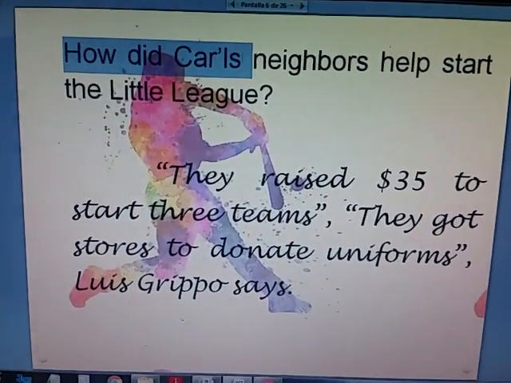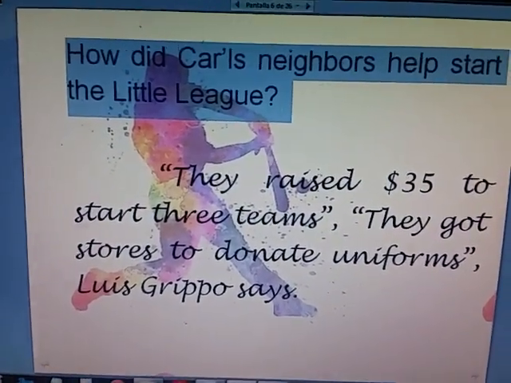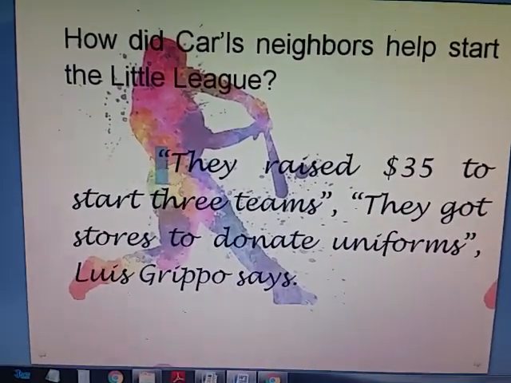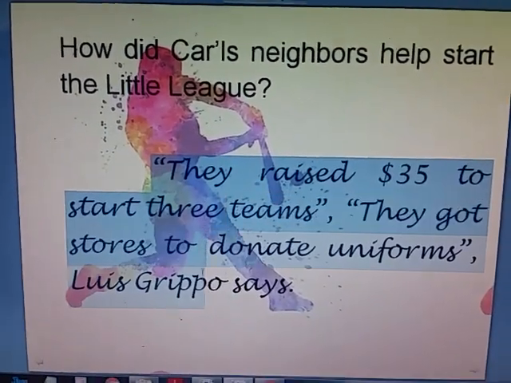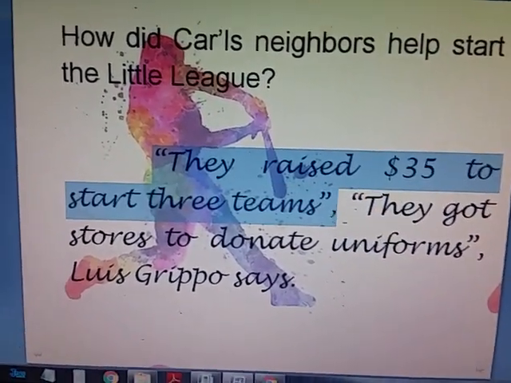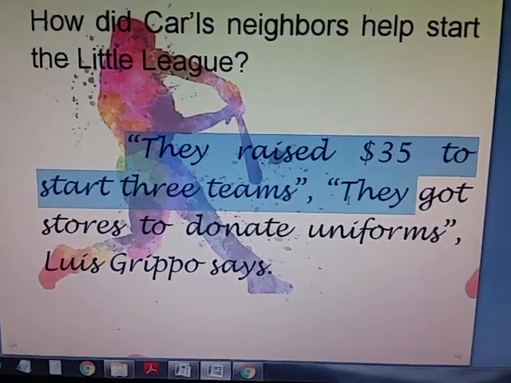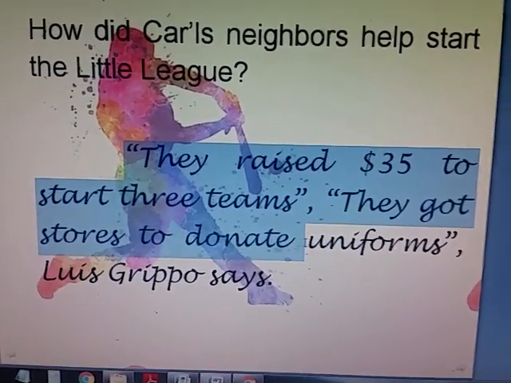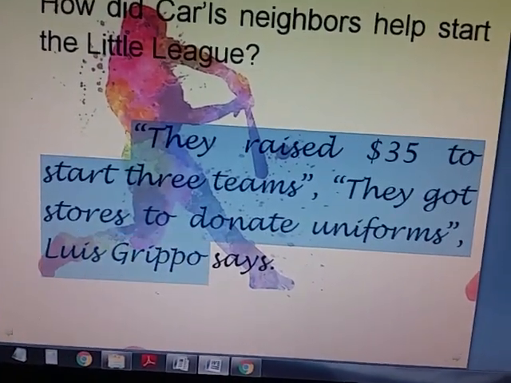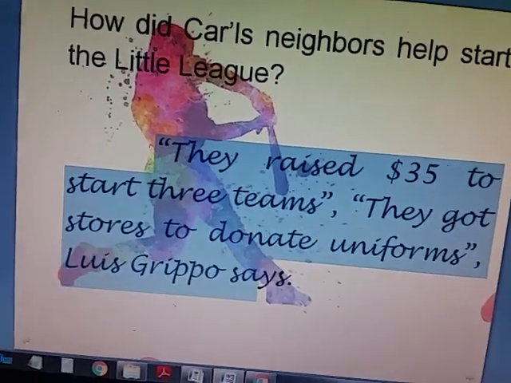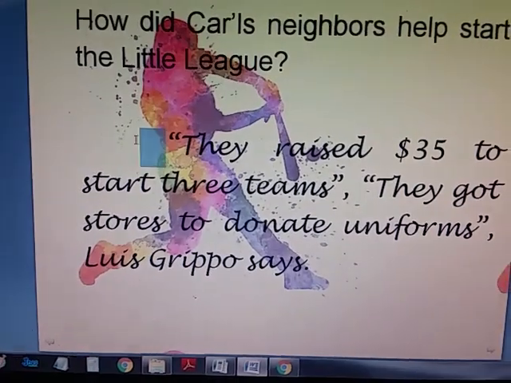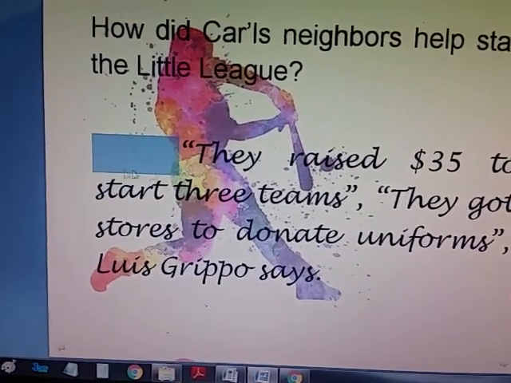How did Carl's neighbors help start the little league? And I think that the way they helped is really stated by the author when she says they raised $35 to start 3 teams, comma, they got stores to donate uniforms. So that's why I wrote Lois Grippo says. Do the same if you copy from her, but if you copy your own answer, you don't need to do that. Indentation, don't forget this, leave some space.